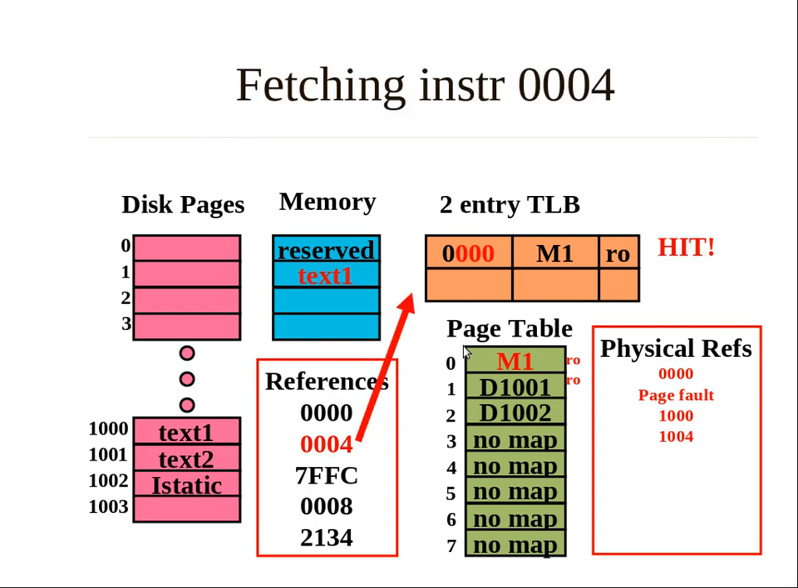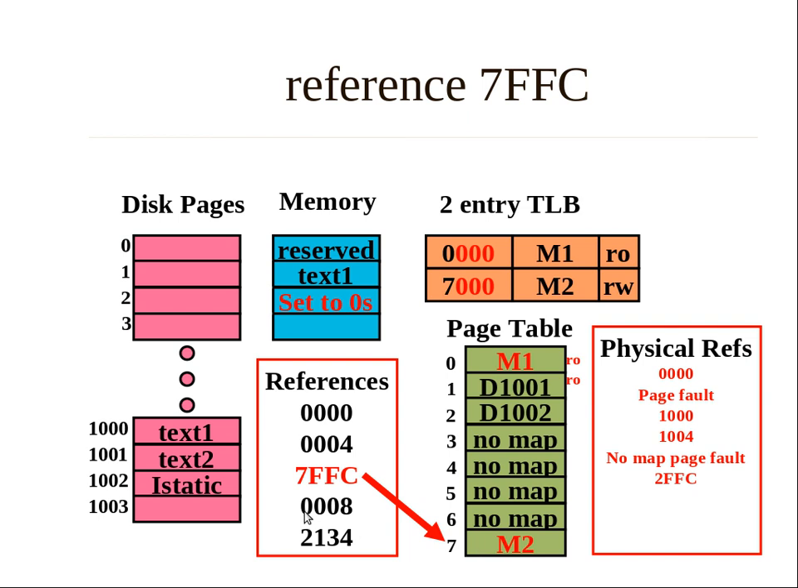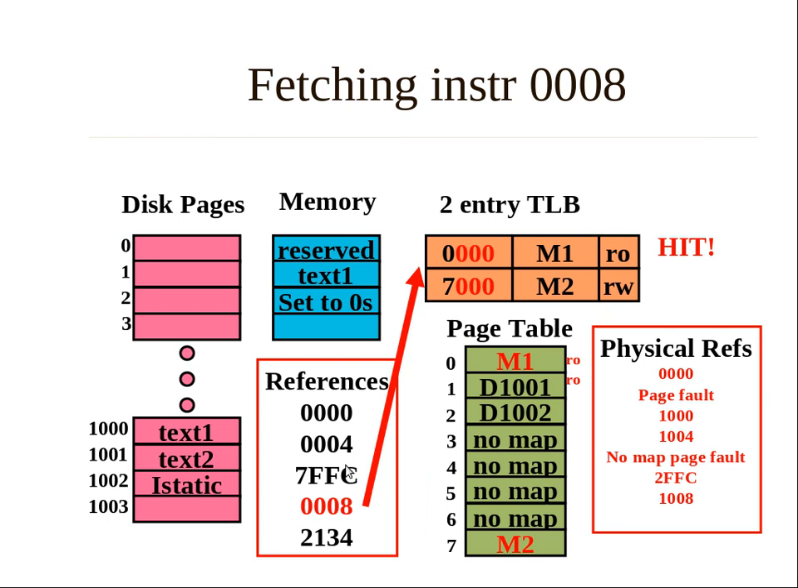Now we go to 004. It's a hit because it's in the TLB, so we read directly from memory right in here somewhere. Notice we did not have to go to the page table. 07FFC, is it in the TLB? Nope, it's a miss. Unfortunately, there's nothing mapped to it, so we don't even read from disk, which is nice. Basically, this is just saying that the process needs a piece of memory, aka when you say malloc or something. So it says M2 is right here. We'll set it to maybe some zeros and put it in the page table there.